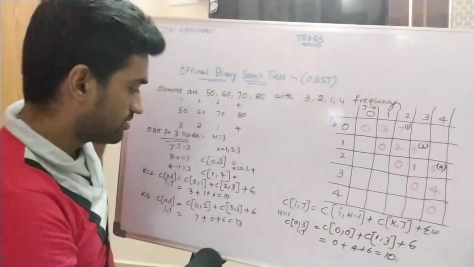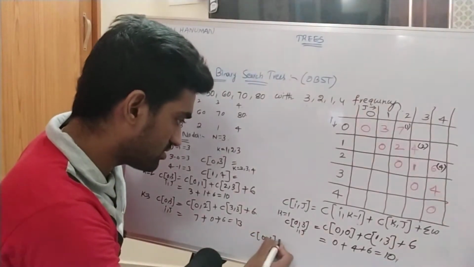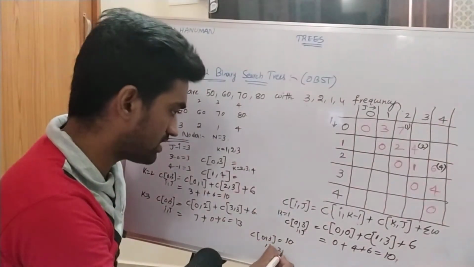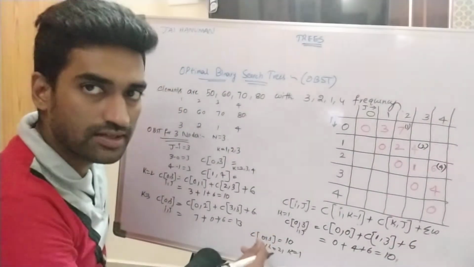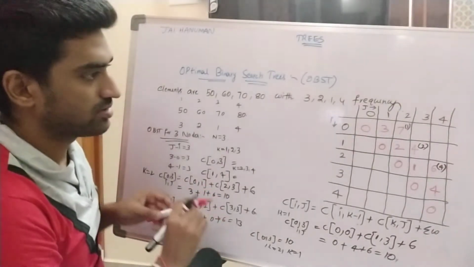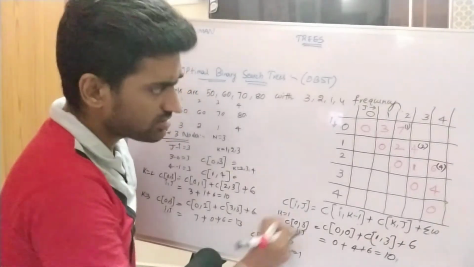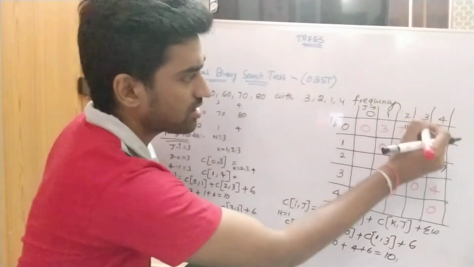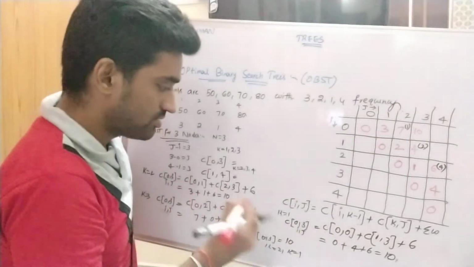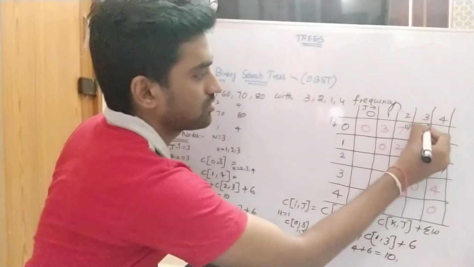So simply here, c of 0 comma 3 is equal to the minimum cost, which is 10 when k is equal to 2 or k is equal to 1. I have to take any one intermediate node, so here I am taking k is equal to 2, either one can be taken. So k equal to 2. Here I am updating the value in the main table: 0 comma 3 is 10. The intermediate nodes are 1 or 2, so here I am writing 2.